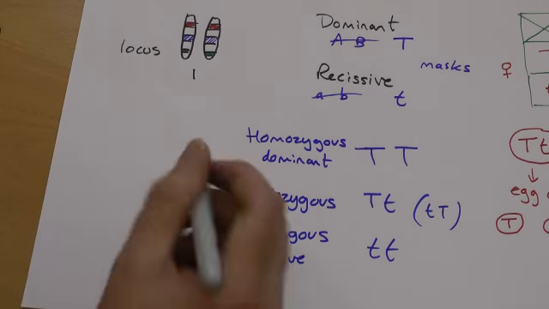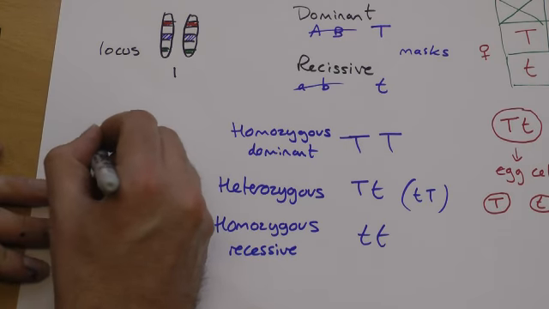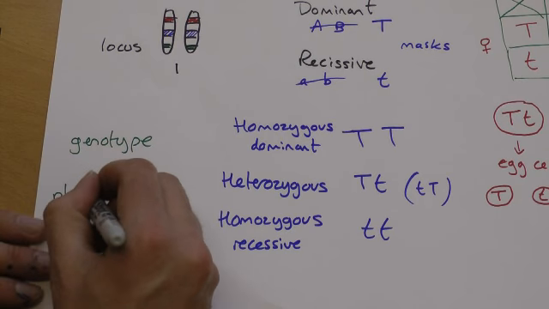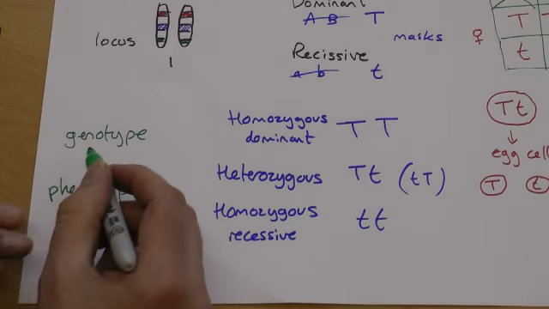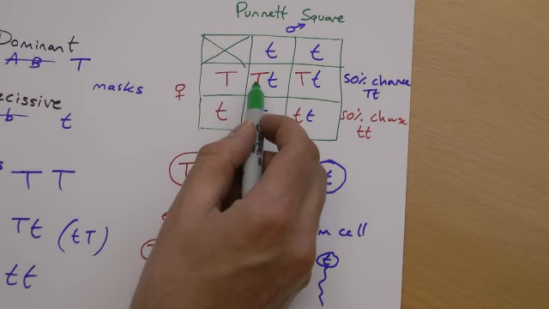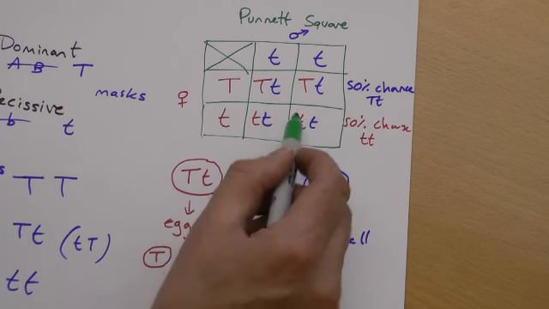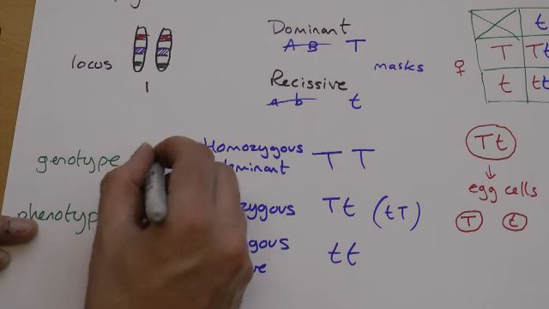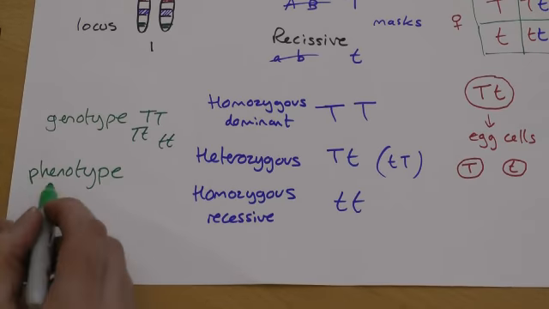One last point on this, let me find some spare paper. A couple of the words you'll come across: genotype and phenotype. Genotype's easy. Genotype is what combination of alleles you get. So this genotype up here is big T, little t, or dominant and recessive if you like. That genotype is little t, little t. So the genotype is the combination of genes that you get.